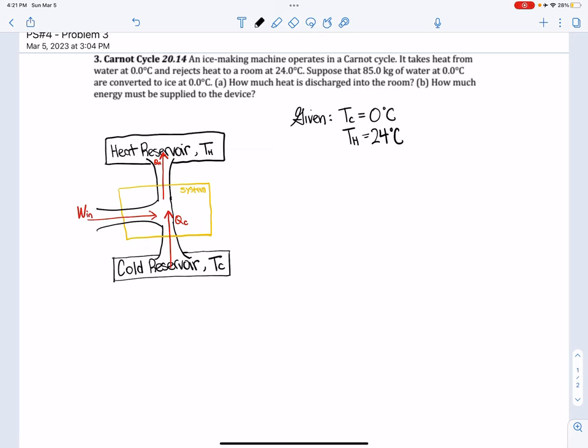All right. Oh, and I'm also given that I'm dealing with a mass, so 85 kilograms of water at 0 degrees Celsius is converted to ice at also 0 degrees Celsius. So I'll just write that down. So I have my givens. 85.0 kilograms. Okay.